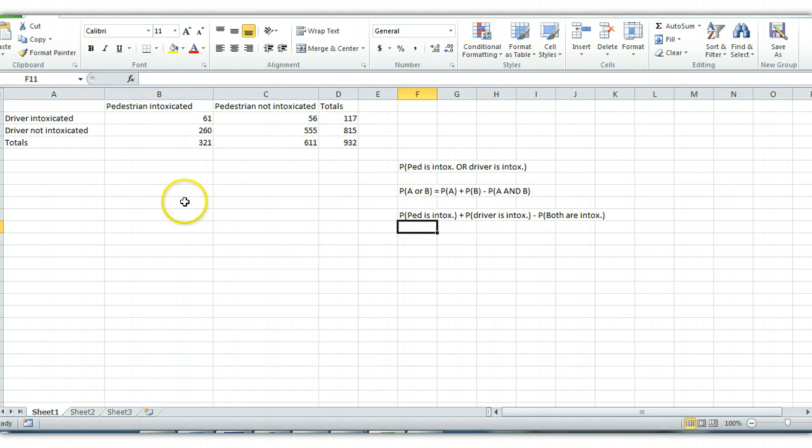So the probability the pedestrian is intoxicated is equal to how many total were intoxicated divided by the overall total. So 321 over 932. It's going to give me a decimal form, but that's where that's coming from. Then the driver is intoxicated. The total is what we need here, so I'm going to do 117 over 932.